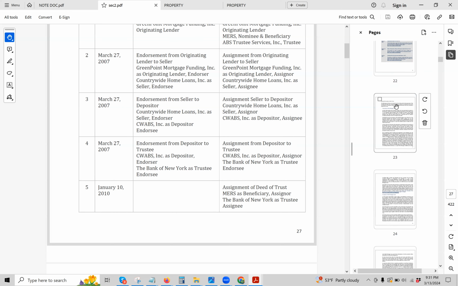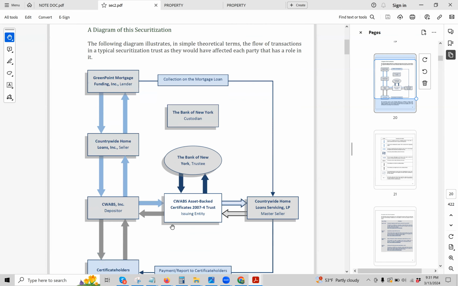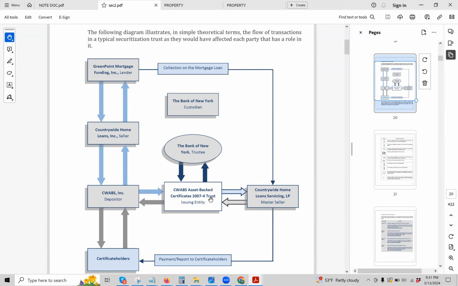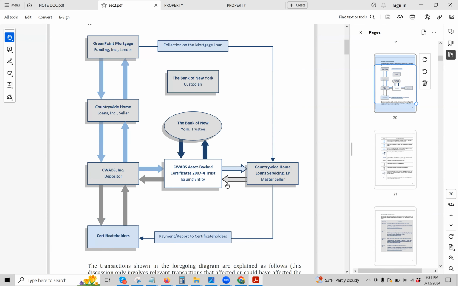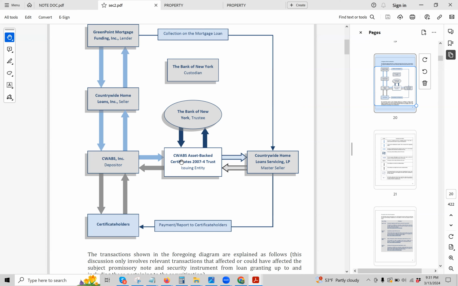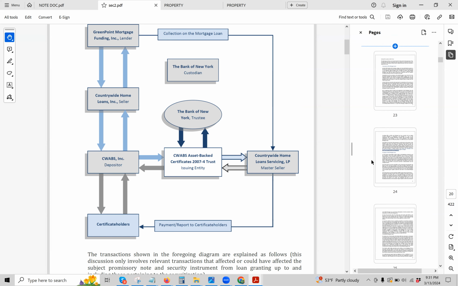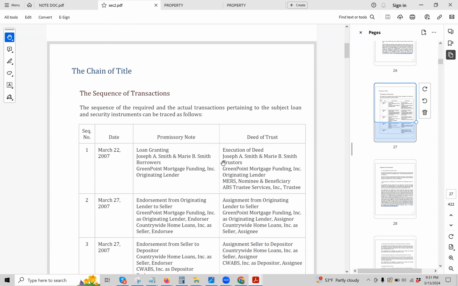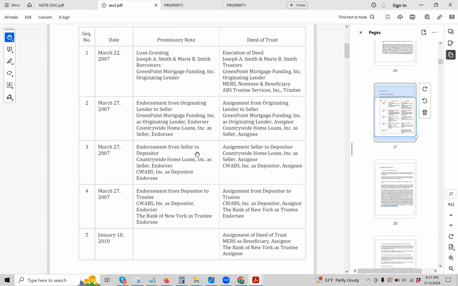Because if we go back here, you see CWABS, this was the name of the trust here. And if you pause there, you can see the name of it. For example purposes, I usually like to use fictional banks or fictional names. However, that's the name of the securitization trust. So when we go back to this section, you see the endorsement from the seller as endorser to the depositor, CWABS, as endorsee.